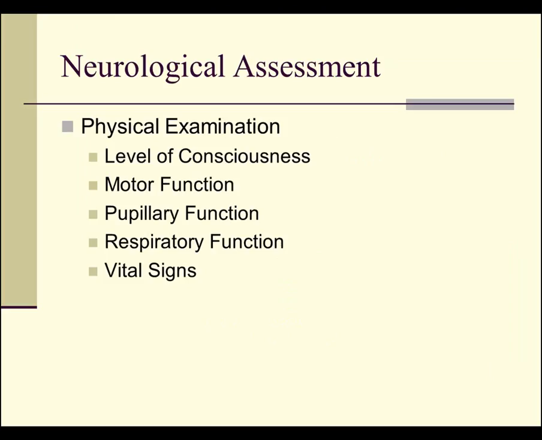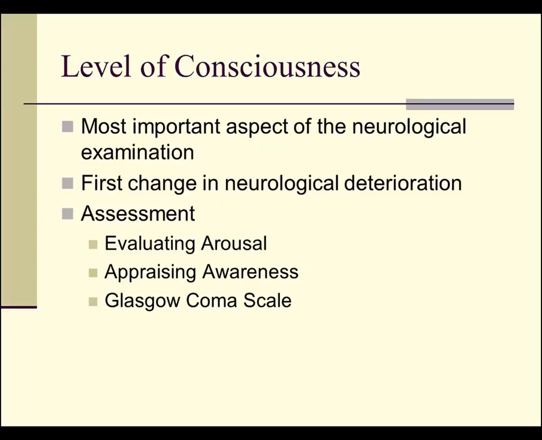The neurological assessment has several parts to it: the level of consciousness, the motor function, the pupillary function, respiratory function, and vital signs. And these together is what we'll do when we have a physical examination of a neurological patient. But we'll talk about them all in more detail. We're going to start with the level of consciousness. The level of consciousness is definitely the most important aspect of the neurological exam. It is where you'll see some of the first changes if there's a neurological deterioration of the patient.